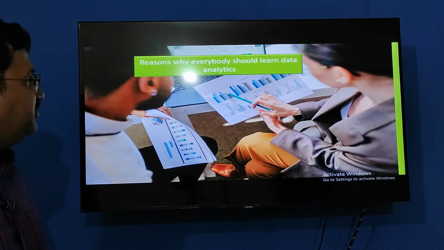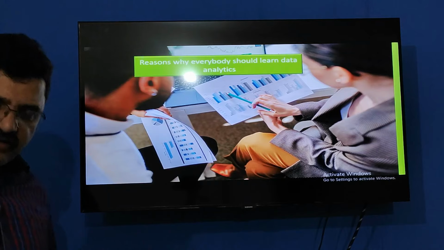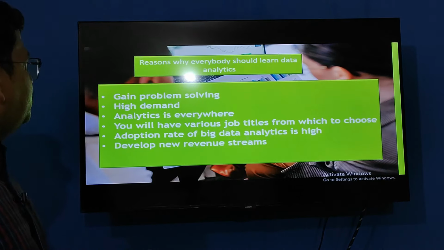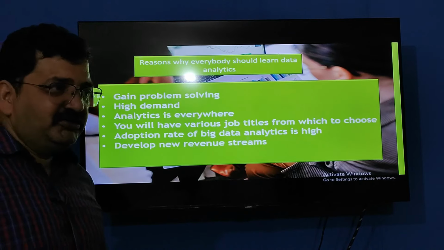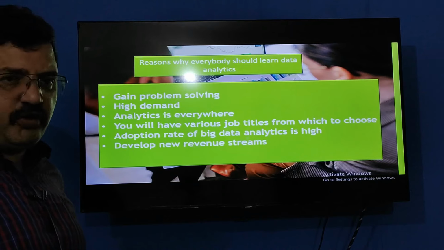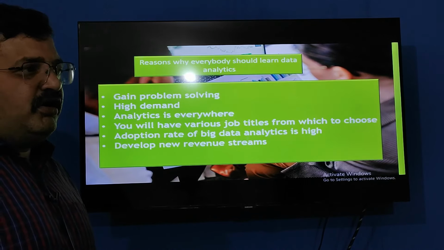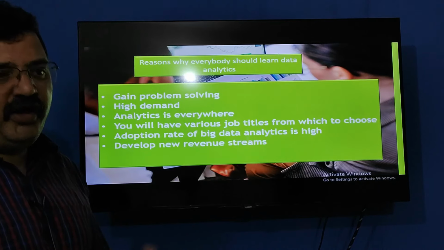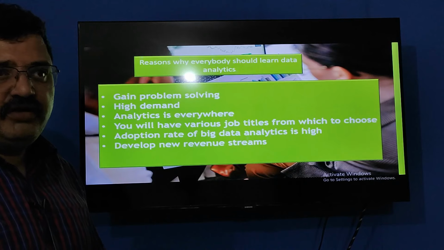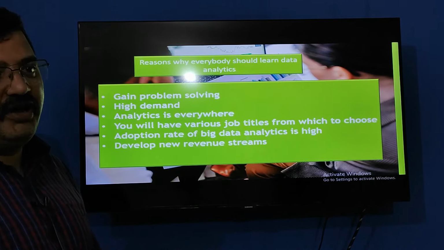Reasons why everyone should learn data analytics. There is a question you should understand: why should people learn it? Gain problem solving skills. Data analytics is basically solving a problem. Every company has some problems, so they have to find the solution to them. Like why their sales are not coming up, why their product is not selling, what will be the new trend in the market. All these things should be done with the help of data analytics.